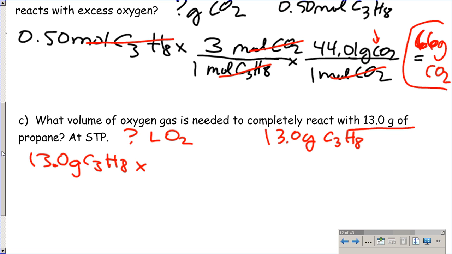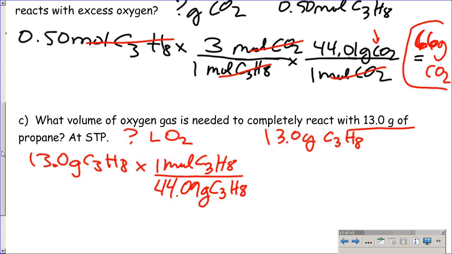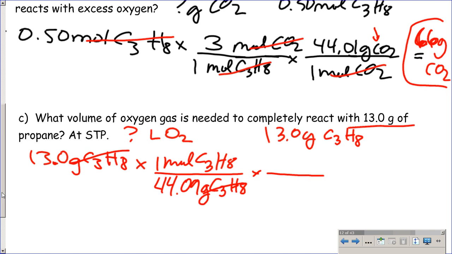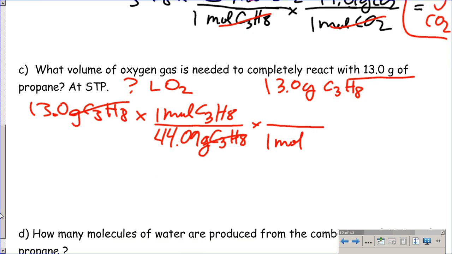What goes on top? 1 mole of propane goes on top because we want to get to moles. What goes on bottom? 44.09 grams of propane. Okay, so grams of propane have canceled. I don't care about propane. What's next? How do I get to oxygen? What is the mole ratio? You have your BCE in front of you, yes? So 1 mole of propane is how many? 5 moles of oxygen. You're just looking at the coefficients on your BCE.